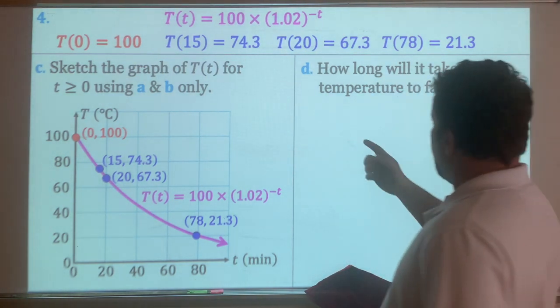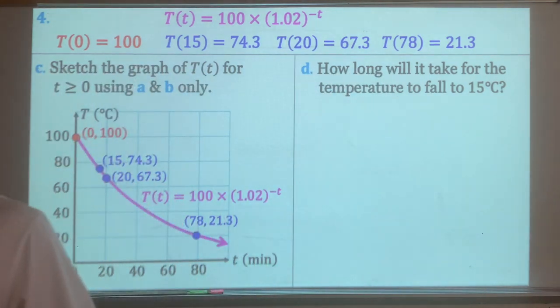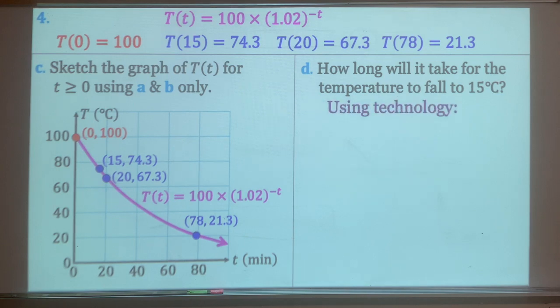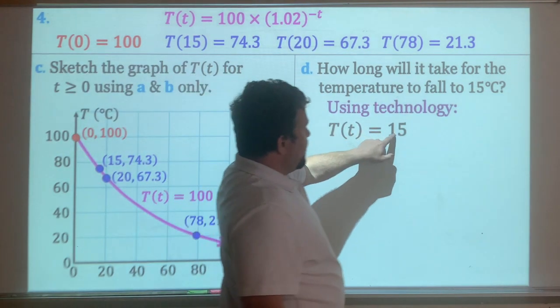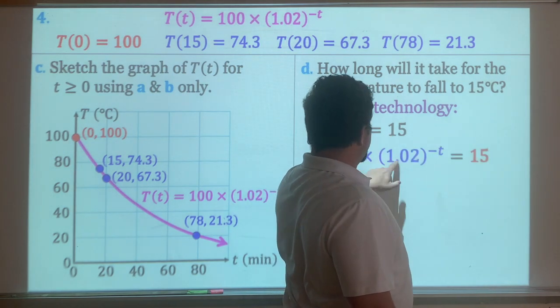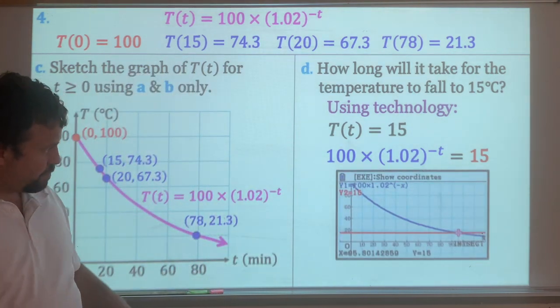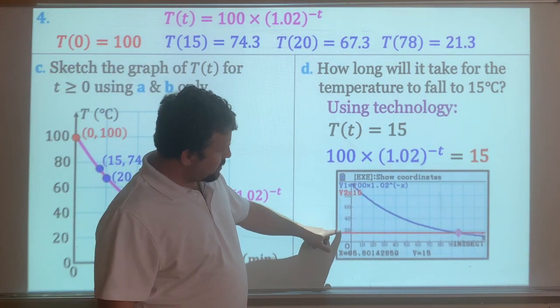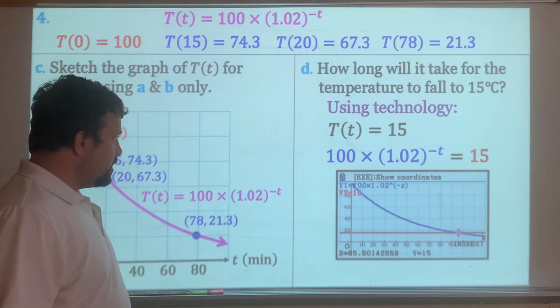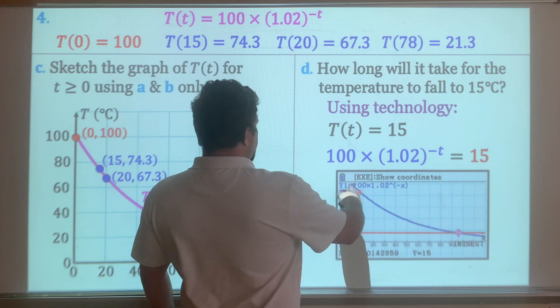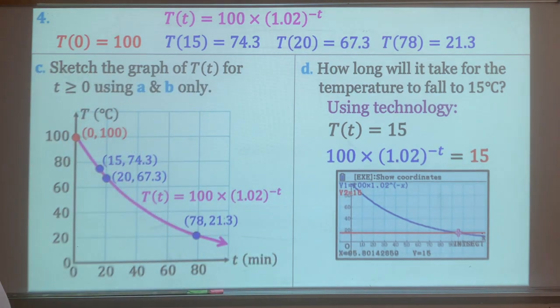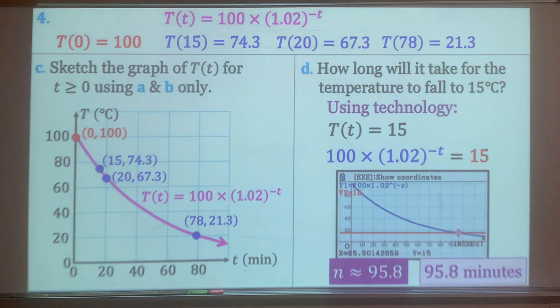All right, part D, how long will it take the temperature to fall to 15 degrees? Once again, you're just using a calculator. So T of T equals 15. So 100 times 1.02 to the negative T equals 15. Type in the calculator. 0 to about 100 is going to be your X's, 0 to about 100 could be your Y's. All right, intersect. You get about 95.8. So it's going to take about 95.8 minutes. All right, about 96 minutes.